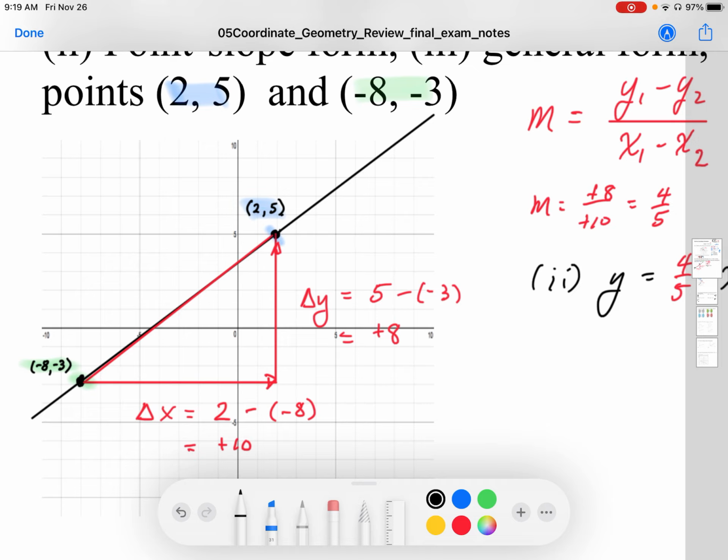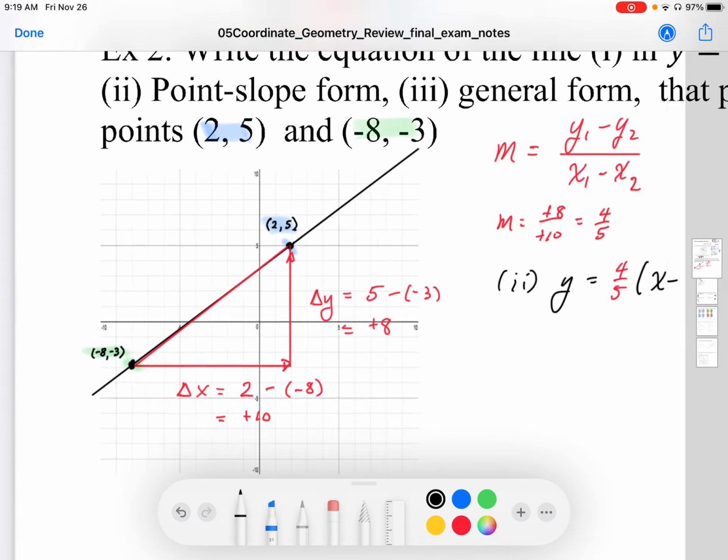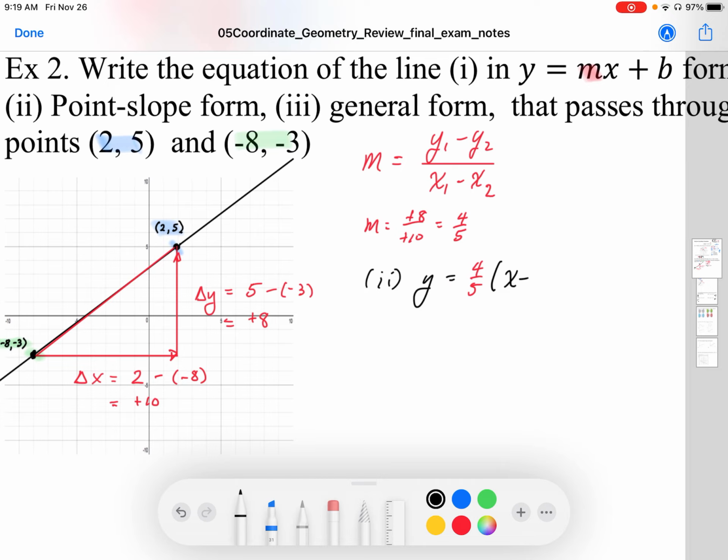I can use any coordinate on this line. I could figure out the y-intercept and use that if I really wanted to. It doesn't matter. So I'm going to arbitrarily use the 2 and the 5. There's x equals 2 and y equals 5, and there's my equation. I'm done. I don't need to rearrange anything. I just plug in the slope and any point on the line, and I have the equation of the line. So that's the easiest way to do it.